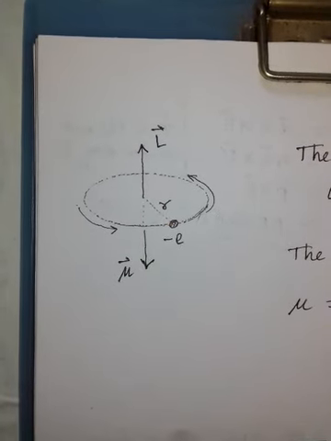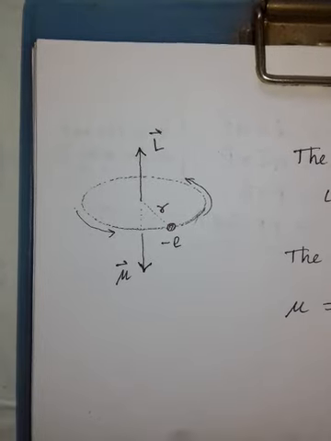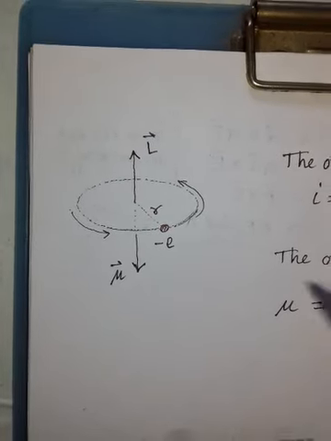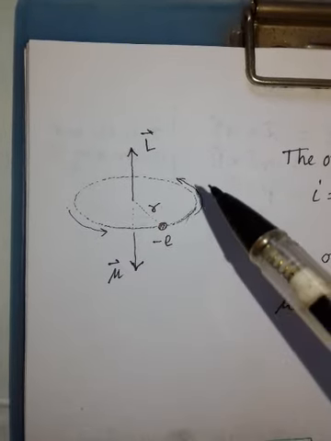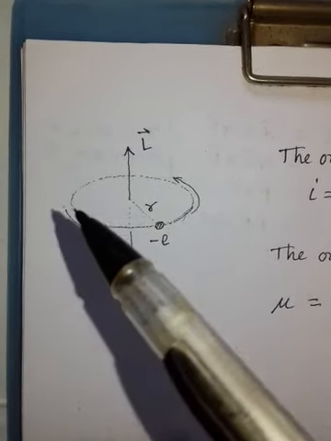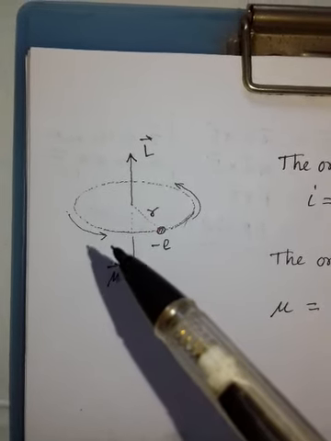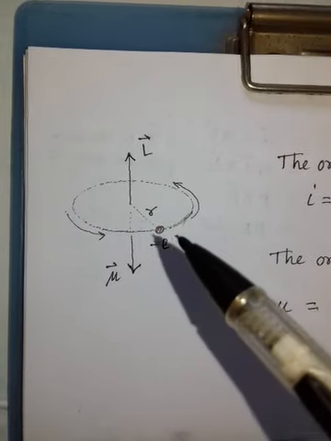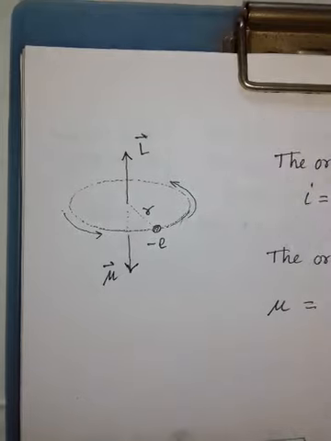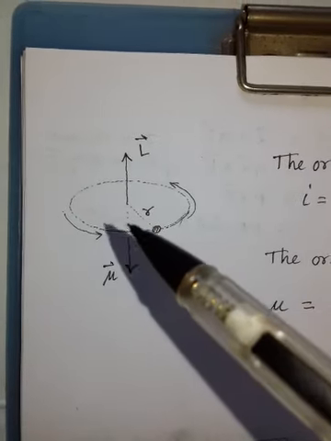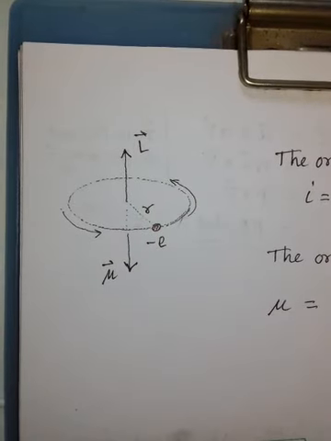Hello friends, today's topic is the orbital magnetic dipole moment of an electron. Here, an electron of charge -e is revolving in an anticlockwise direction in an orbit of radius r. As the motion of the electron is anticlockwise, the corresponding angular momentum L and the angular speed omega would be along this axis, in the upward direction.